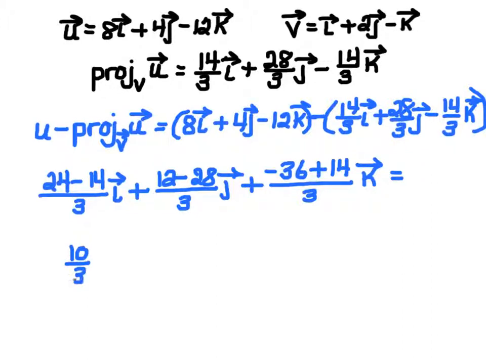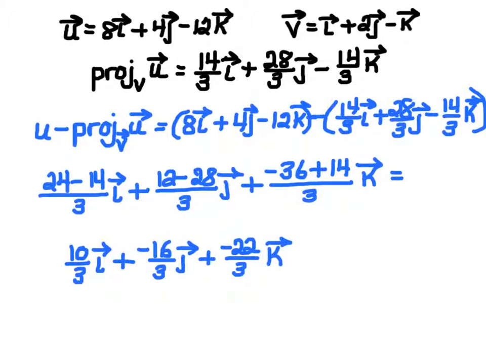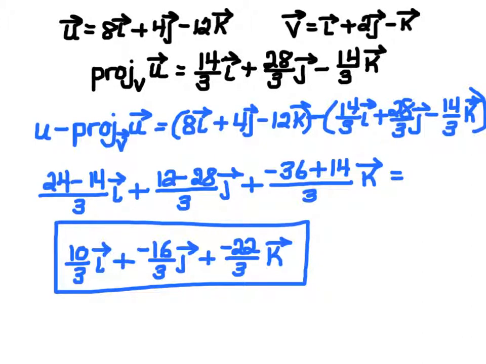10 thirds i plus a negative 16 thirds j plus a negative 22 thirds k. That's a vector. And let's put a box around this. This is our vector that is perpendicular to V. So we can say that this vector is, here's our symbol for perpendicular, perpendicular to V.